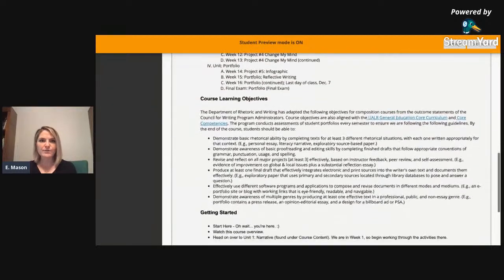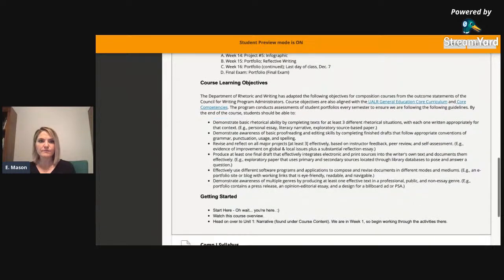Course learning objectives. So these are the objectives for all of Comp 1. This is what the rhetoric and writing department at UA Little Rock has decided. By the end of Composition 1 and Composition 2, what things do they need to have done? And so these are for this class.